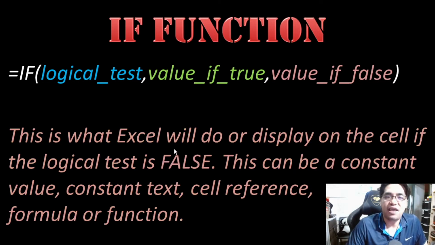And the last part of the if function is the value if false. This is what Excel will do or display on the cell if the logical test is false. Again, the value if false can be a constant value, it can be a constant text, it can be a cell reference, a formula, or a function.